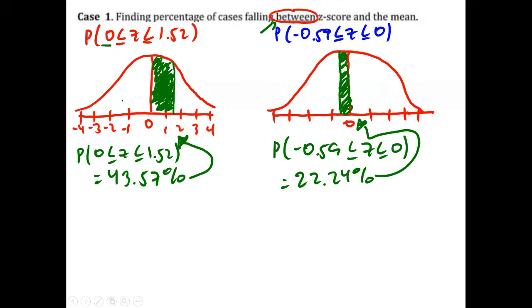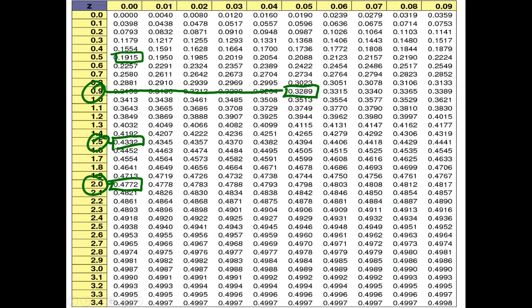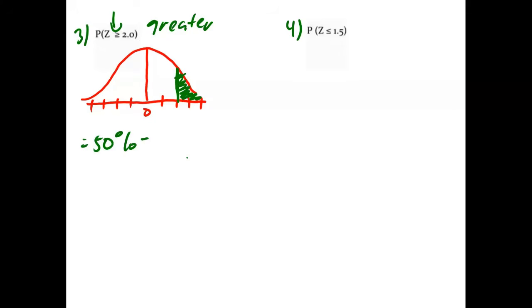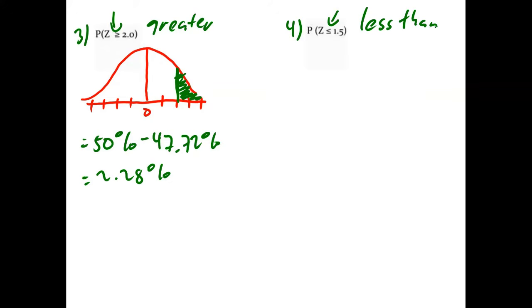So 2.0 is the same as 47.72, 47.72%, which is 2.28%. Okay, let me check. 50 minus 47.72 is 2.28%. Okay, so tama ba yung nakuha ninyo? Okay, last we have this. Ang napapansin nyo sa inequality natin, less than. So, mas mababa. So, tignan natin.